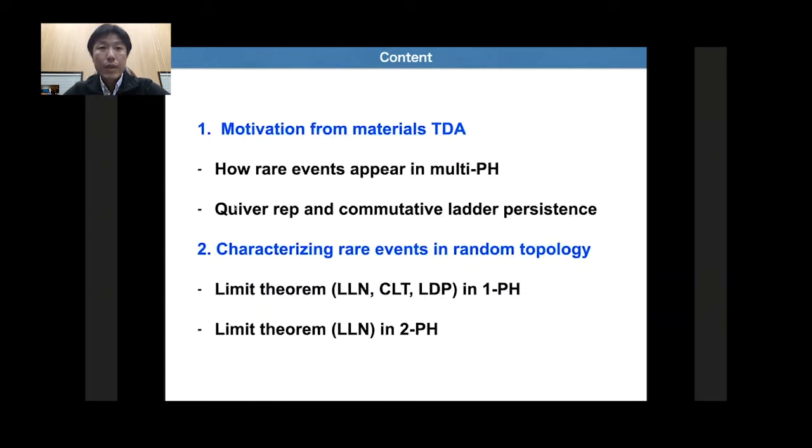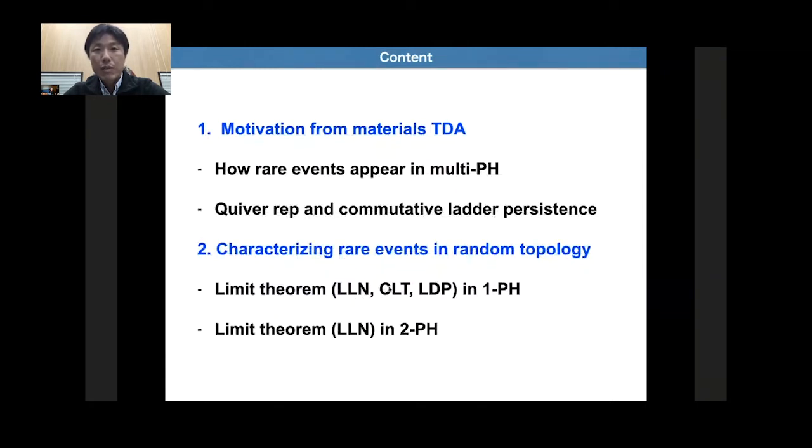Then, after formulating a mathematical target in the representation theory way in section one, we next consider this problem in the random topology way in section two. For this purpose, I will first review my previous works about several limit theorems in one-parameter persistence, namely the law of large numbers and central limit theorems in the one-parameter setting.